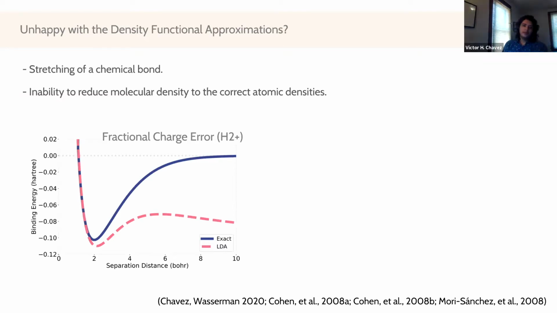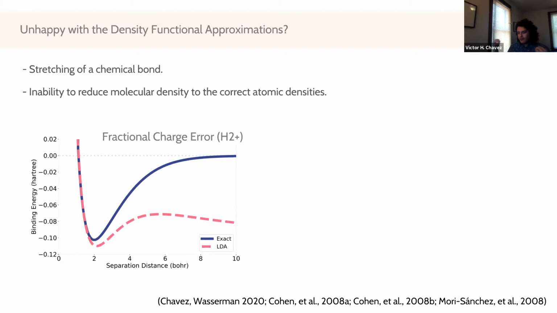So I'm going to start by introducing the binding energy curve for the H2 plus molecule, which is going to help me describe a little bit of the fractional charge error. Here I'm comparing the exact calculation versus the LDA. Of course, we know that this molecule is 2 protons plus 1 electron. And as we stretch the molecule, we should have half an electron on the right and half an electron on the left because of left-right symmetry.